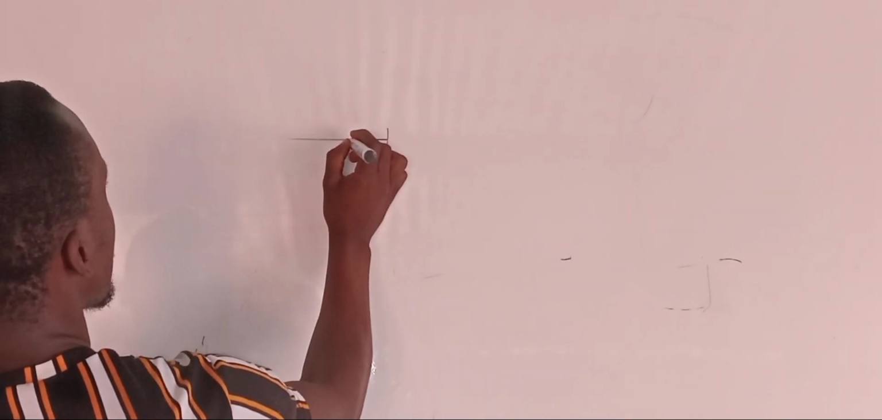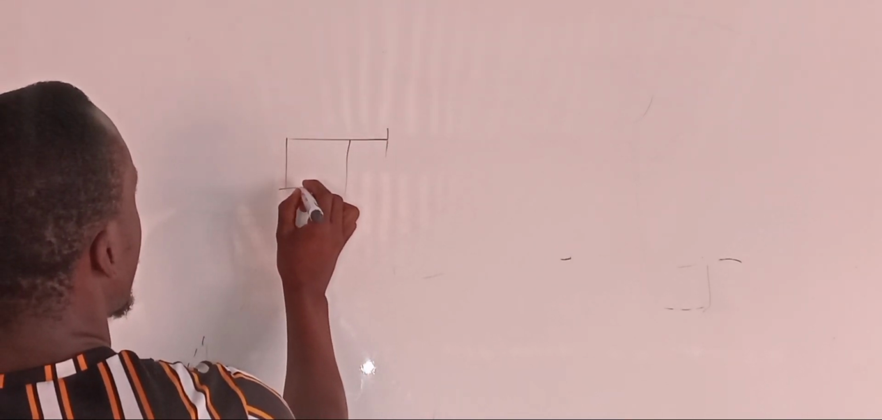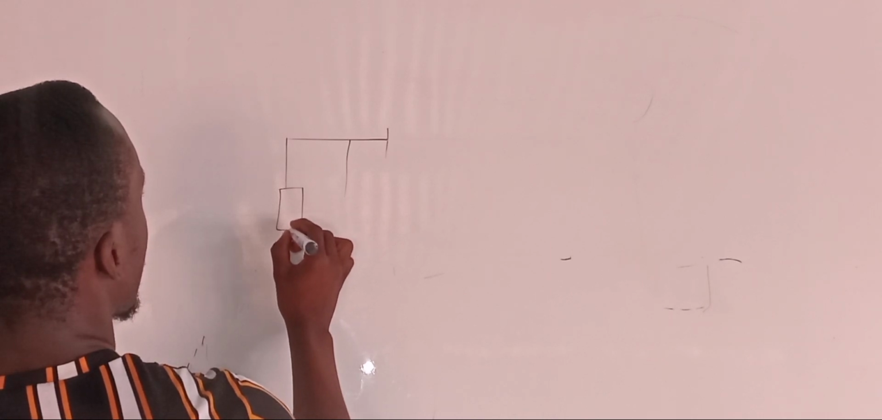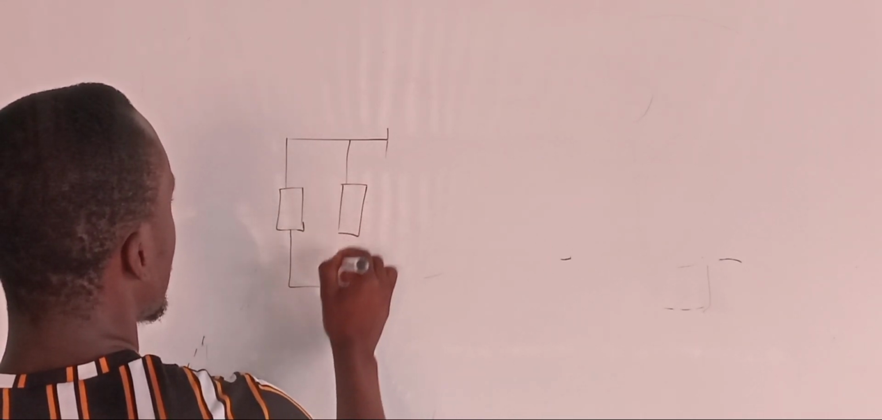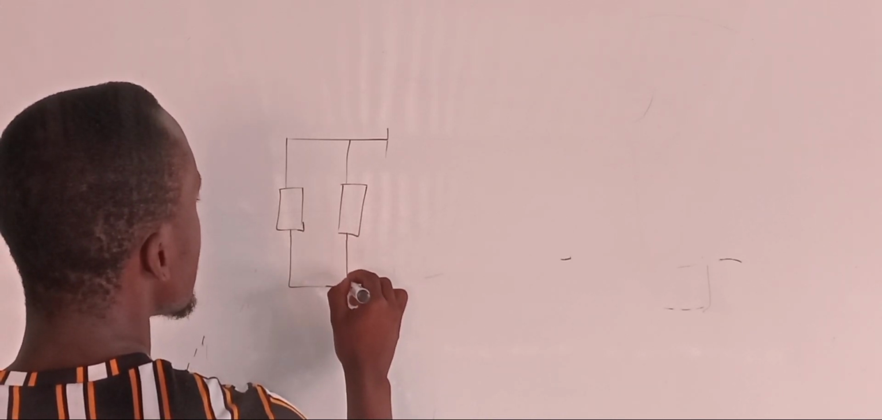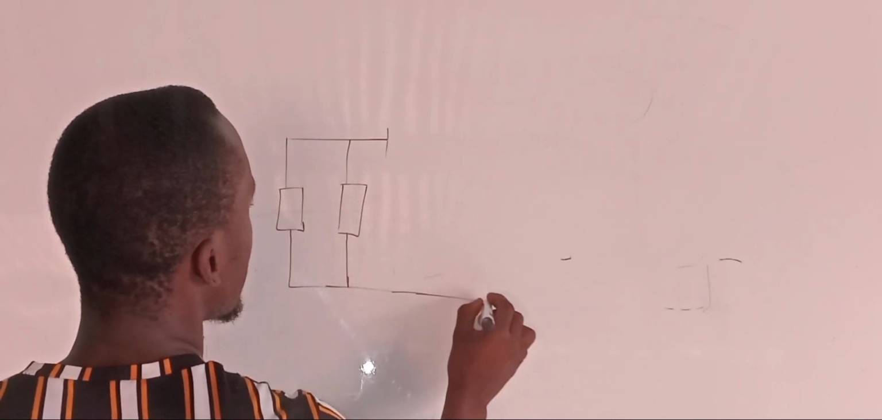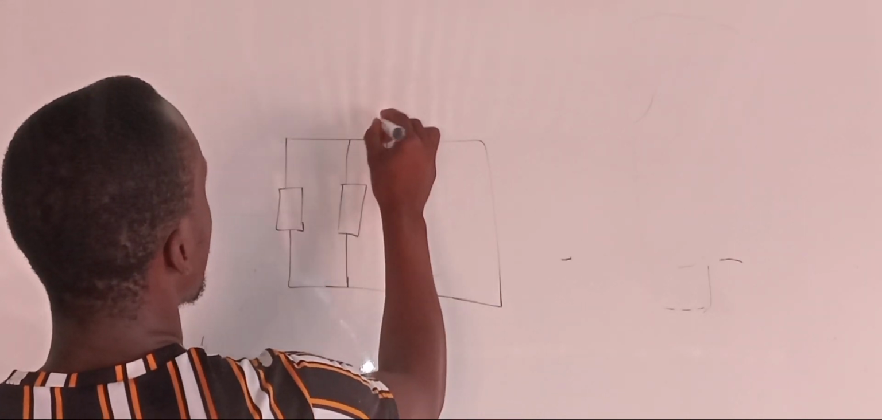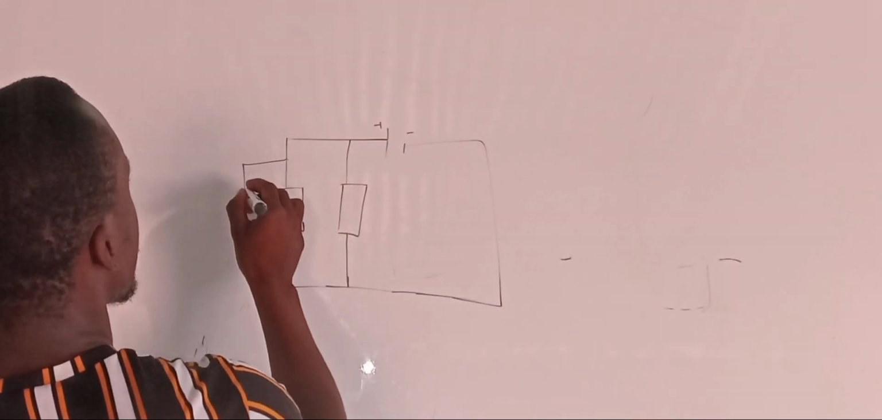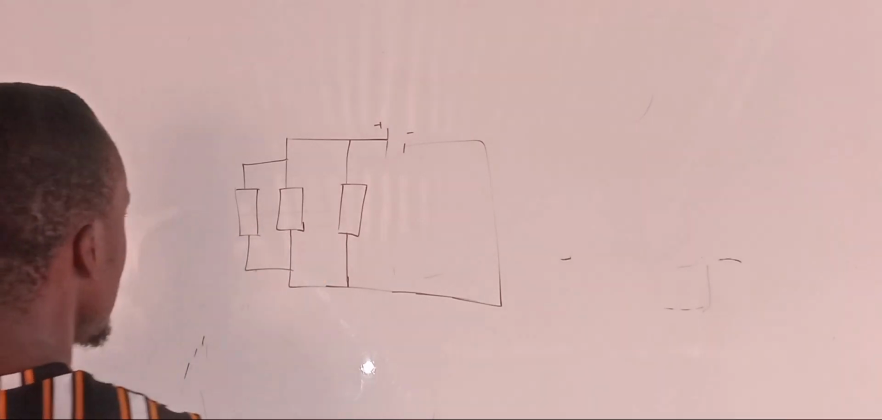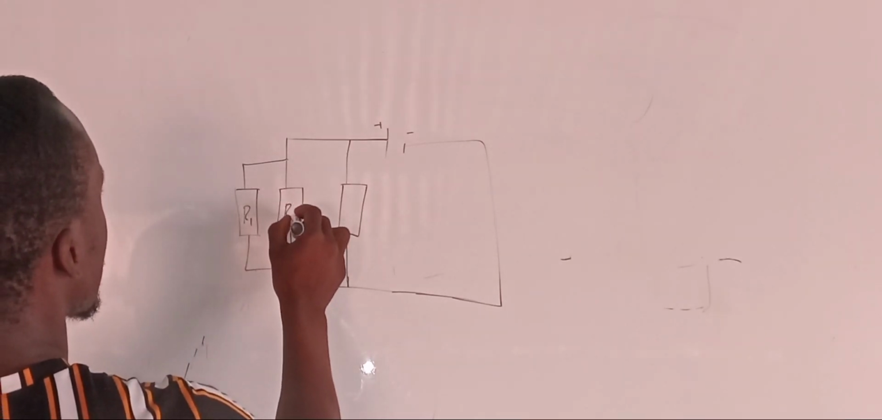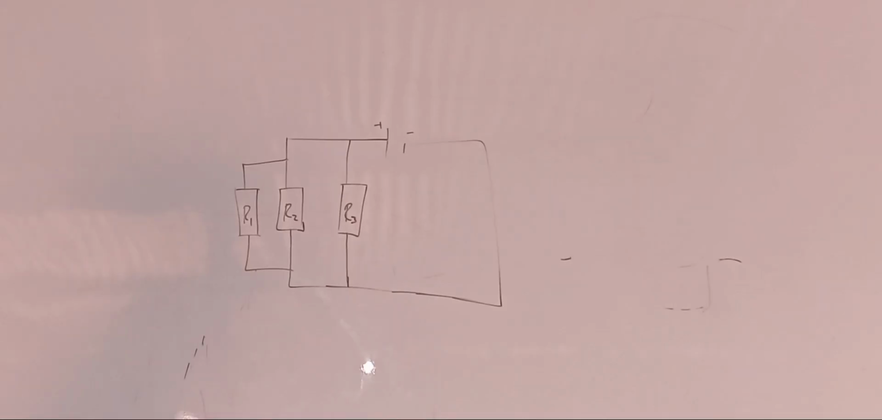Okay, let me say we have this kind of circuit. This is what you must know, people. Then let me say here you have another resistor. This is R1, this is R2, and that's R3. They want us to check if this is connected in series or in parallel.